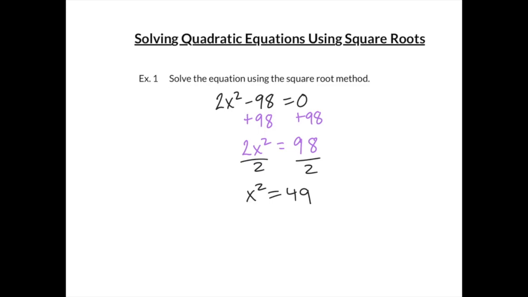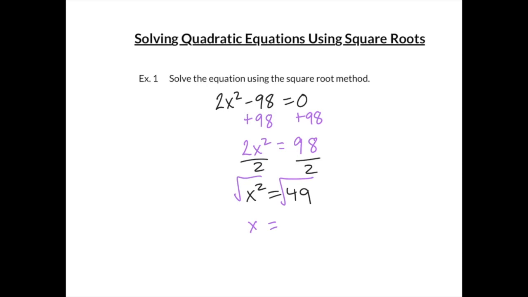Now, in order to get rid of that squared, we need to use our inverse operation of squaring something, which would be square rooting it. So we're going to take the square root of both sides of the equation. On the left side, that leaves us with x. On the right side, the square root of 49 is 7, but it also could be negative 7, since negative 7 times negative 7 equals positive 49.